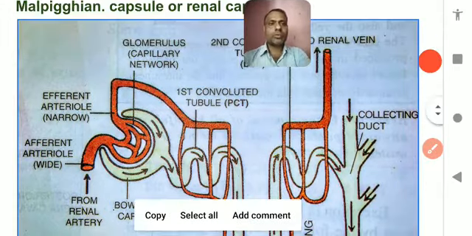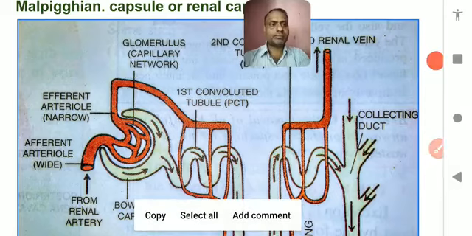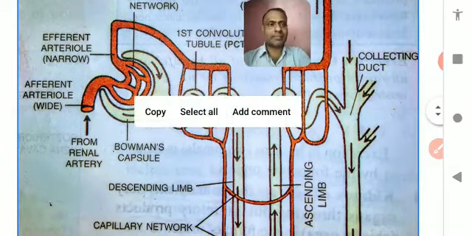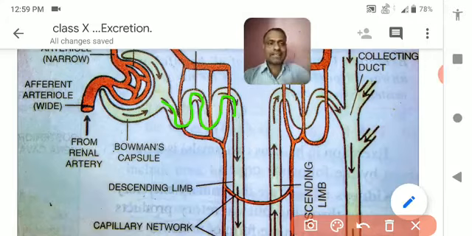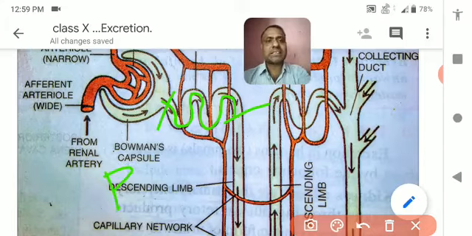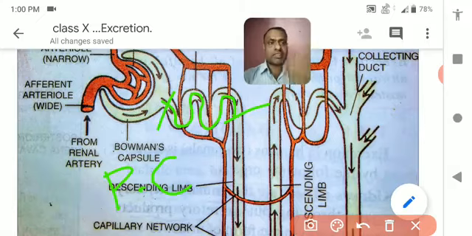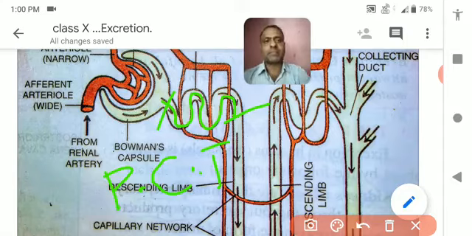From the renal capsule you can see a tube arises, which is just like a snake, bended. This bending is called convolution. So the tube is called the proximal convoluted tubule. Proximal means starting, convoluted means having bends, up and down. So the name is PCT, proximal convoluted tubule.